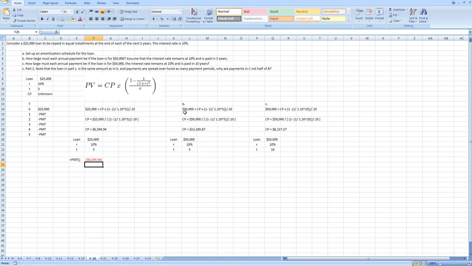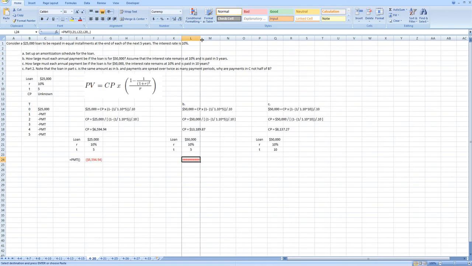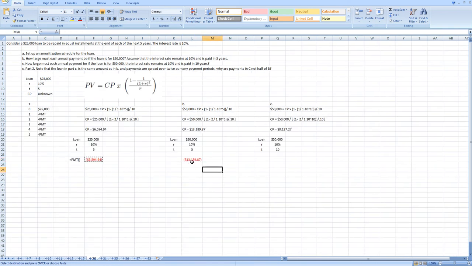In part B, the only difference here is now we have 50,000 instead of 25,000. We work through everything and we find 13,089.87, so it's literally double. So as the loan doubles, the payment doubles. We can then copy our formula, carry it over, and to double check, we see that our solution doing it the long way is correct.